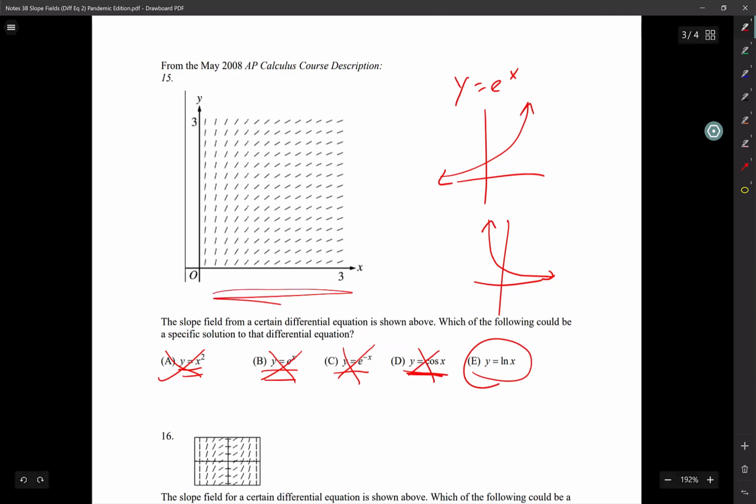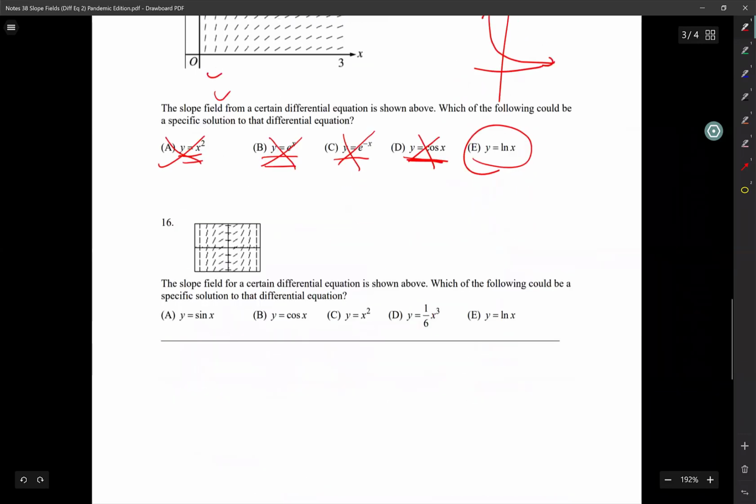ln x is the answer. They didn't show the bottom stuff, but look. That could be one, or this could be one, or it fits. It fits. It's logarithmic. Do you see that, guys? Okay, don't worry. We're going to do a fun question right now in a little bit.